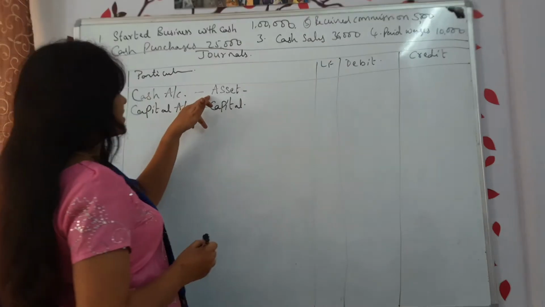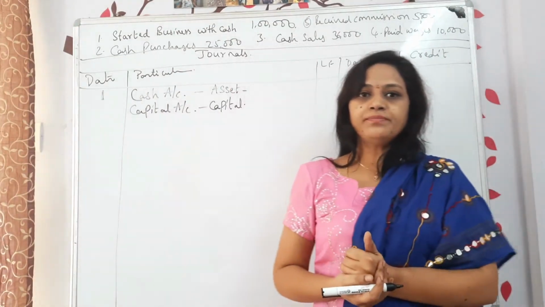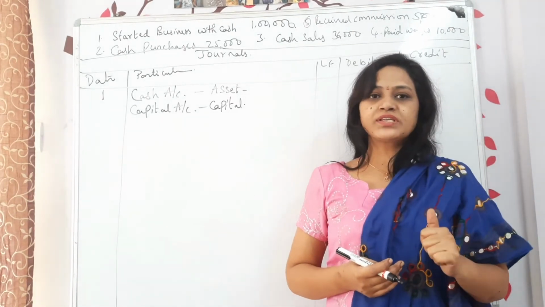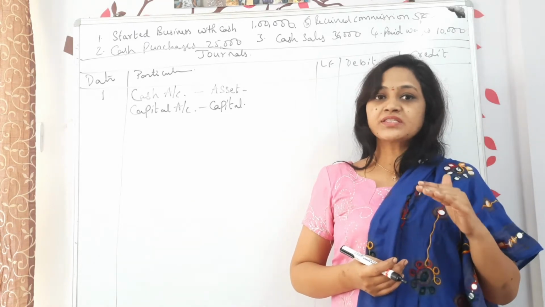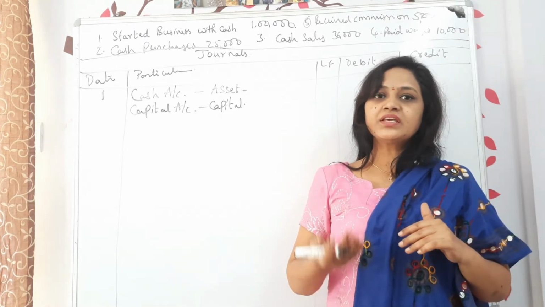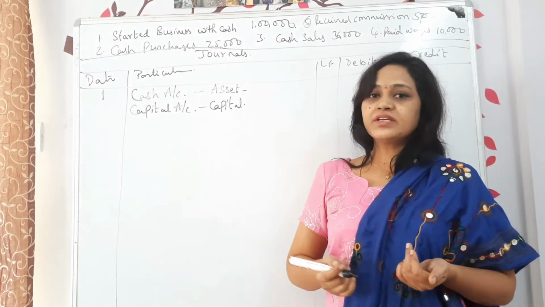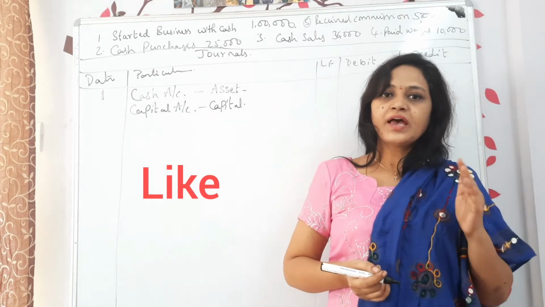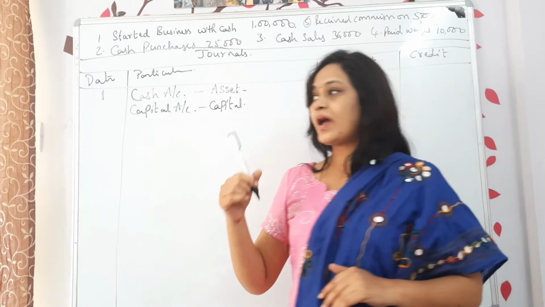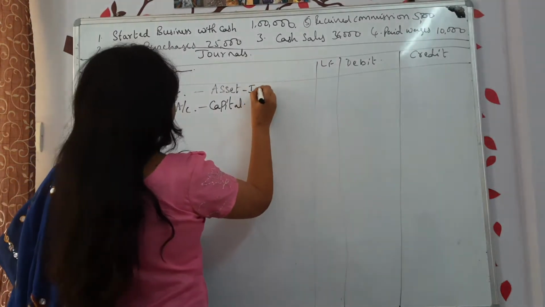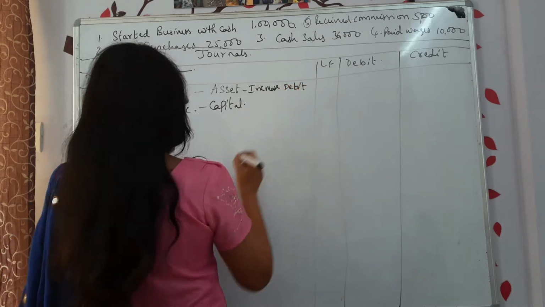Now this is asset. Whenever you start the business, is cash coming inside or going outside? Cash is coming inside the business. So when cash is coming inside the business, is your asset increasing or decreasing? Cash is increasing, right? So what is the rule for asset? Debit increase and credit decrease. So here cash is increasing, so I write down the rule: increase, debit.